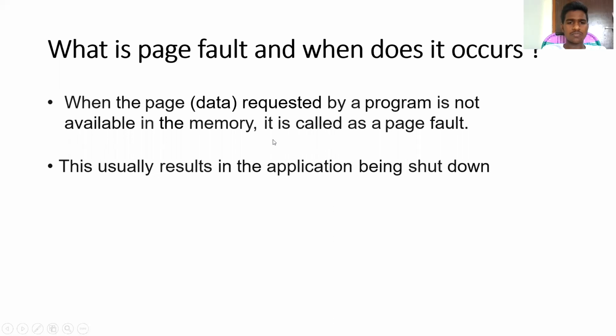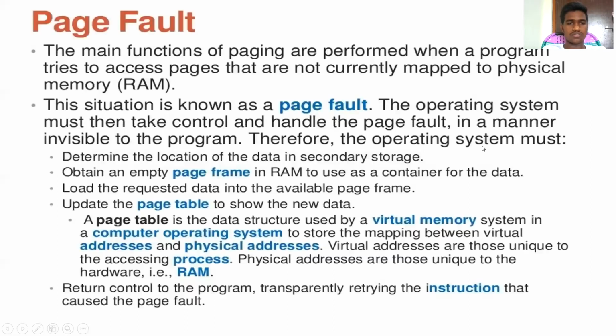Whenever we want to execute some program, if the data is not there in the main memory, we have to request the data from the secondary memory into the main memory to execute that program. Otherwise a page fault may occur. This usually results in the application being shut down.